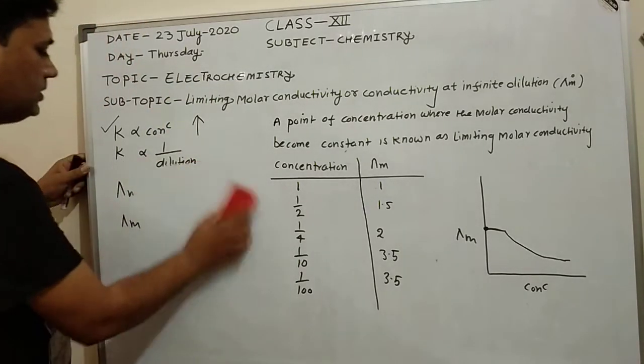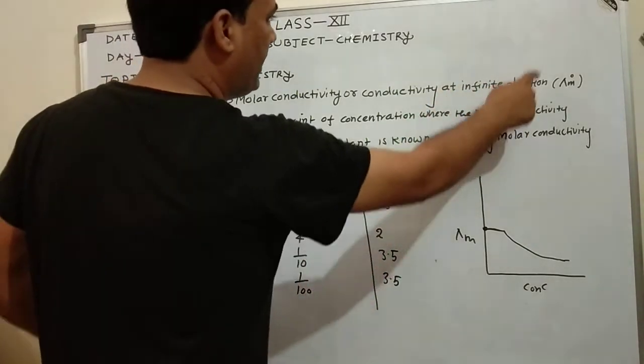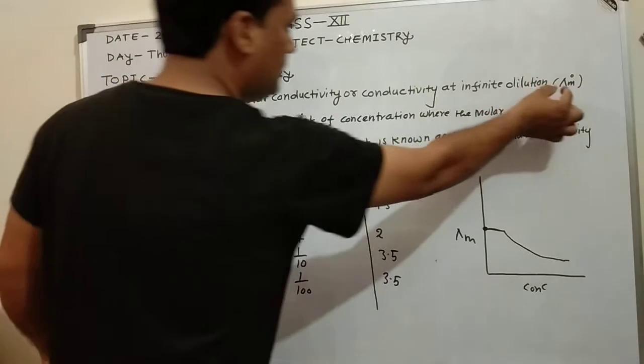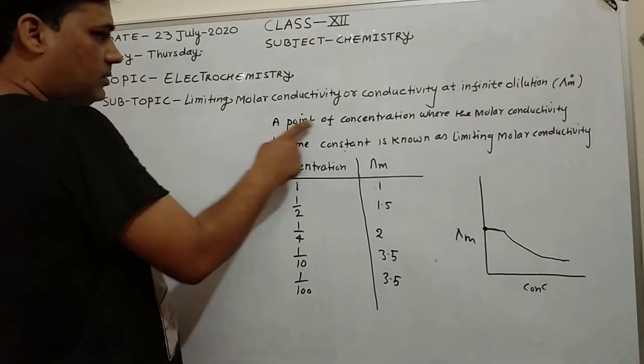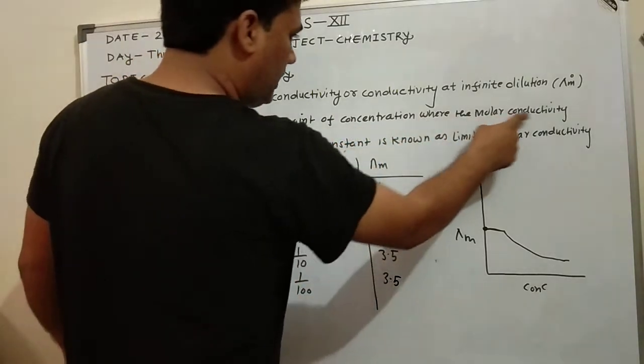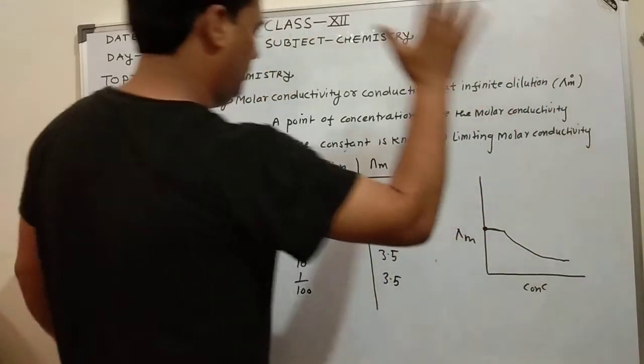So I am going to discuss limiting molar conductivity or conductivity at infinite dilution. It is denoted as lambda m naught. A point of concentration where the molar conductivity becomes constant is known as limiting molar conductivity.